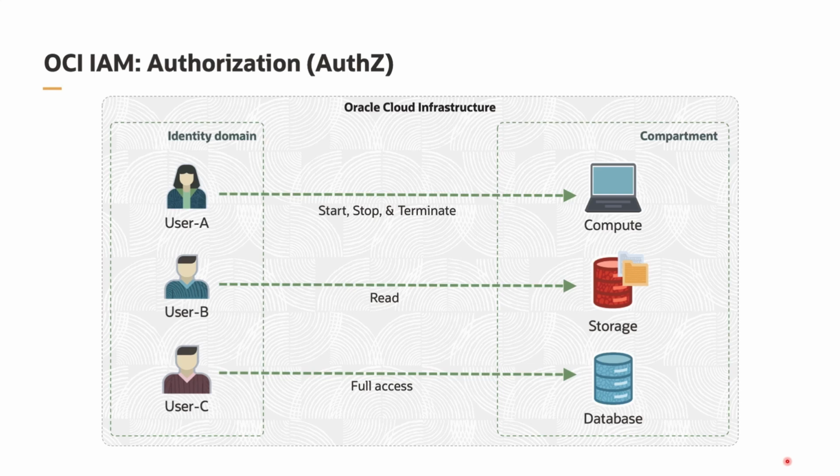Now suppose user A tries to stop a compute instance, the authorization process will check if they have the required permissions or not. And if they do, the action is authorized and the command is executed. And now if user B tries to delete the storage bucket, the authorization process will deny the action because the user does not have the necessary permissions. So now you must have got it. In OCI IAM, we use policies that define the permissions granted to users, groups, or other entities. And these policies are defined using a simple syntax that we will see in the subsequent lessons.